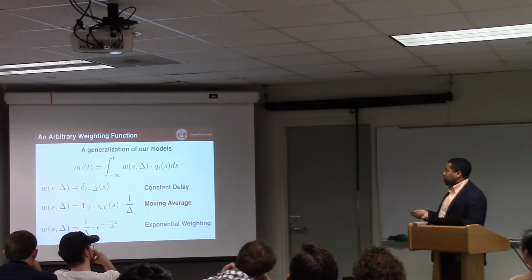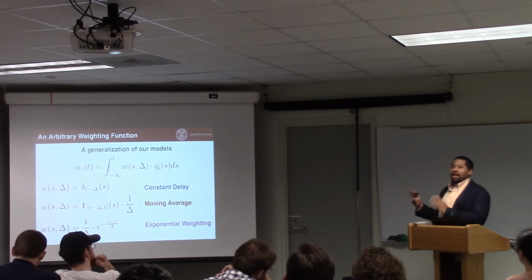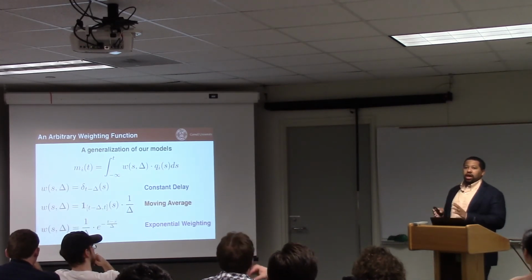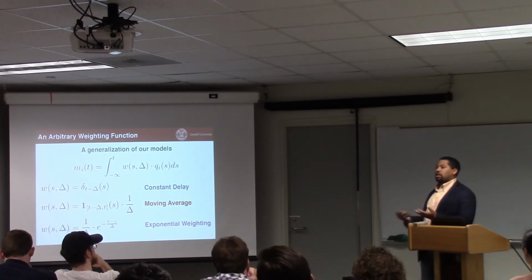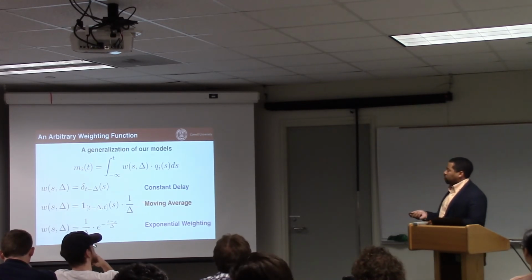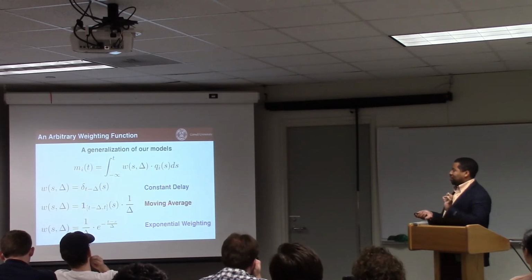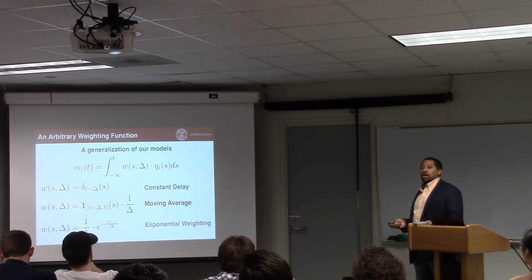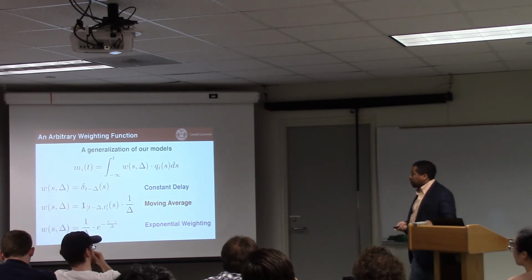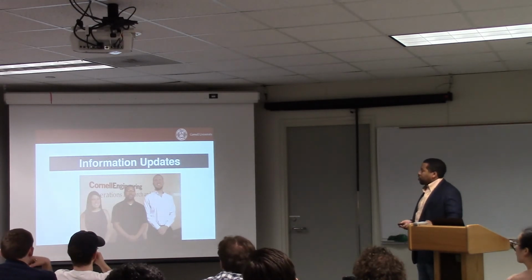What's also interesting is that you can view these as random variables. So instead of thinking that your delay is a fixed number, you can think of it as a random variable. In this case, it's a constant. In this case, it's a uniform random variable. In this case, it's exponential. So you can think of this in a random variable context as well. We've also done some research.